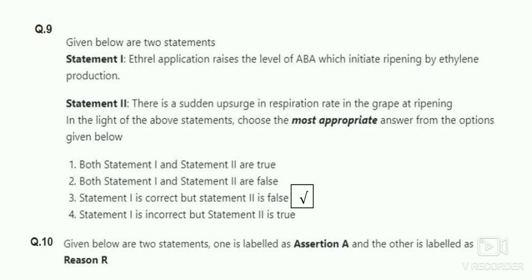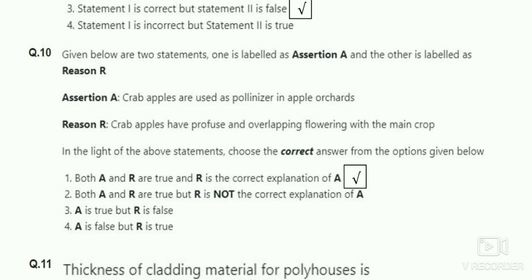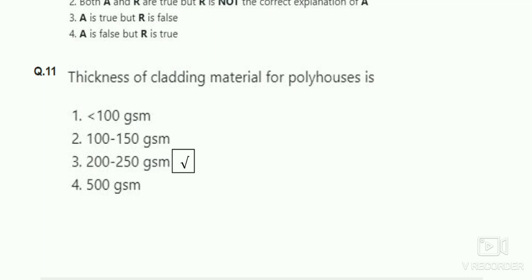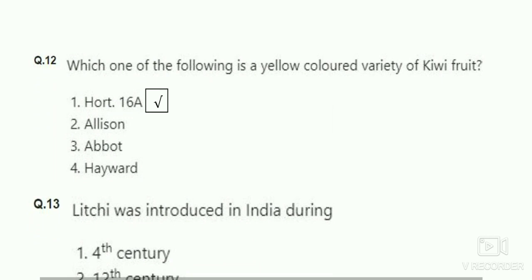Next question, there are two statements. Statement A: crab apple is used as a pollinizer in apple orchards. And statement B: crab apple has profuse and overlapping flowering with the main crop. Both statements are right, so the first option is correct. Thickness of cladding material for polyhouse is 200 to 250 GSM. Which of the following is a yellow colored variety of kiwi fruit? Hort 16A. It's an important question.